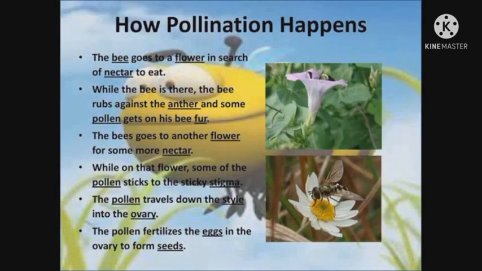How does pollination happen? A bee or any other insect goes to a flower in search of nectar to eat. While the bee is there, it rubs against the anther and some pollen gets on its fur. The bee goes to another flower for some more nectar. While on that flower, some of the pollen sticks to the sticky stigma. The pollen travels down the style into the ovary. The pollen fertilizes the eggs in the ovary to form seeds.